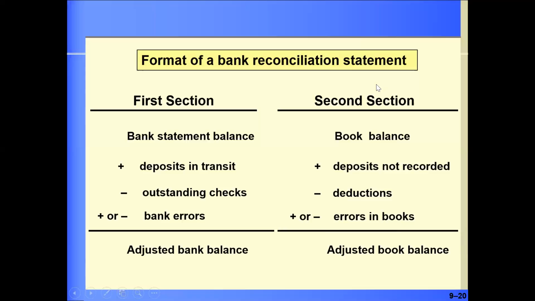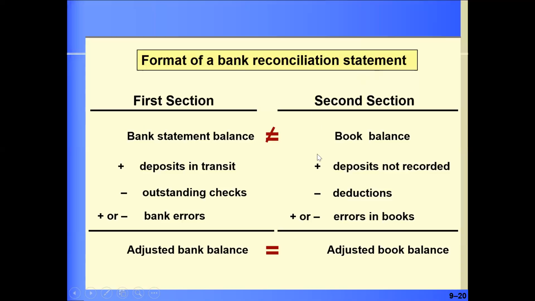So now the book balance has been adjusted by the stuff that the bank knew about, but the accountant didn't know about, to get to the adjusted book balance. The bank statement has been adjusted by everything that the bank didn't know about, but the company did. So at the beginning, the bank statement balance did not equal the book balance. At the end, the adjusted bank balance has to equal the adjusted book balance. That's what this whole reconciliation is all about.